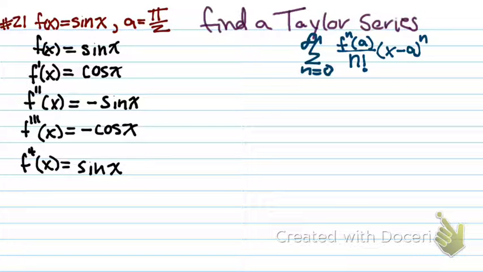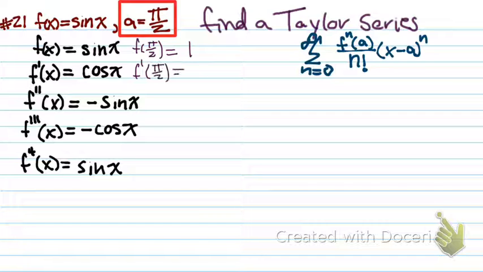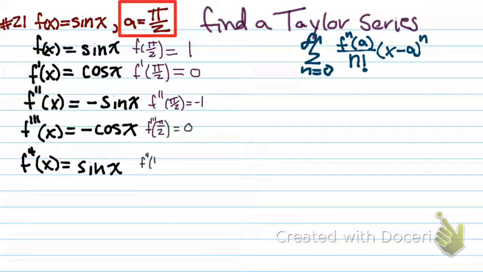Now what do I need to do? I need to take all of those and evaluate them at the center. f of pi over 2 is 1, because the sine of pi over 2 is 1. The cosine evaluated at pi over 2 is 0. The sine is minus 1 when you have the minus outside. The cosine is 0 again.